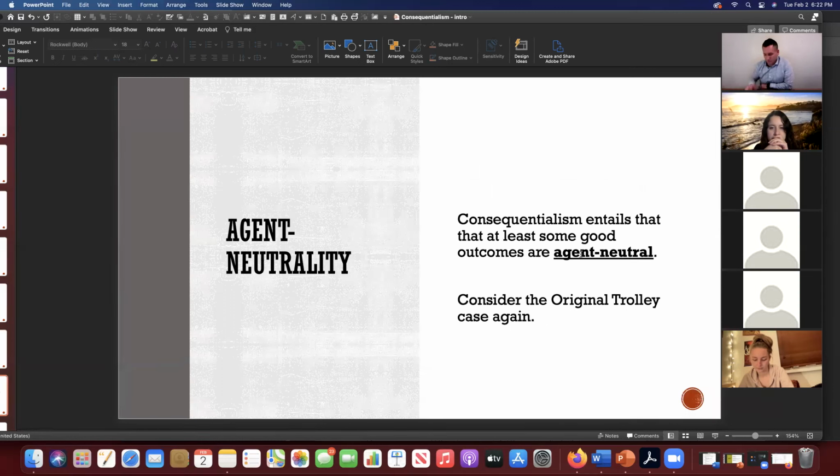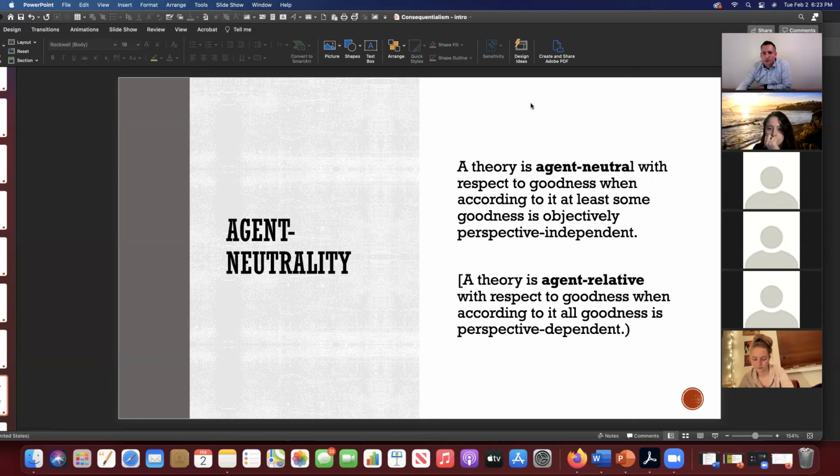So remember, consequentialism entails that at least some good outcomes are agent neutral. And suppose we're just thinking about no bells and whistles consequentialism, not making it sophisticated in any way, shape, or form. It seems committed in the original trolley case, doesn't it, to saying that the best thing to do is to kill the 1 and save the 5. Of course, non-consequentialists can deliver that result as well, but we'll get to non-consequentialism next week.